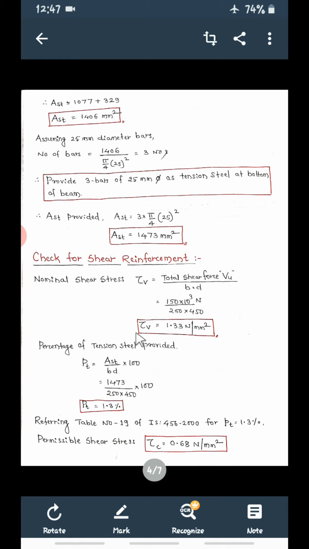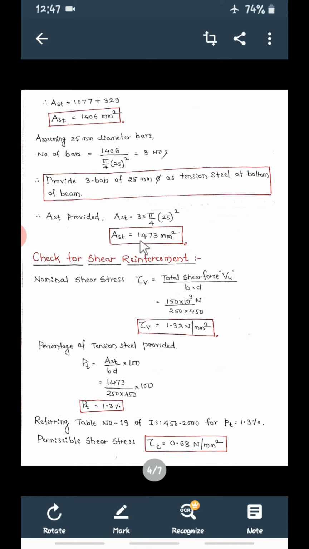Okay, so before this you can calculate the percentage of steel, because PT is required while calculating tau C. So what is the percentage of tension steel provided? PT, percentage of steel, is equal to AST upon BD. Remember this formula: percentage is equal to AST upon BD into 100. So AST is 1473 here. This we are providing as 3 bars of 14. This is the bottom bars we are talking about. Don't consider the top bars. So shear check will be done considering the tension steel, not the top steel.